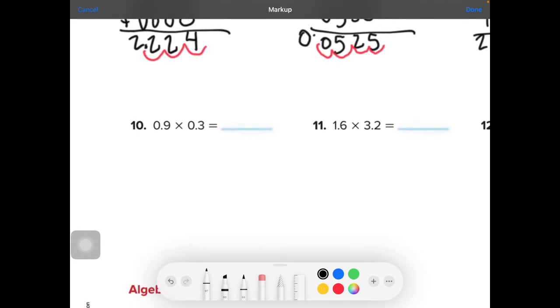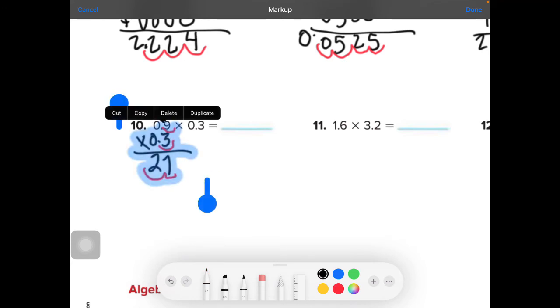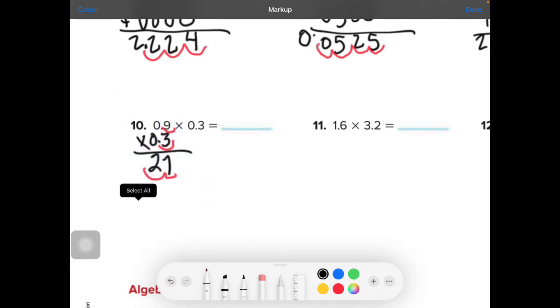Ooh, number 10. They want us to stack. So use your graph paper and go ahead and stack them. 3 times 9 is 27. And I can see that there is a place value there, place value there. So then my decimal point, wow, not sure how I did that one. Okay, that was kind of cool. That's our answer, though. It was 0.27.